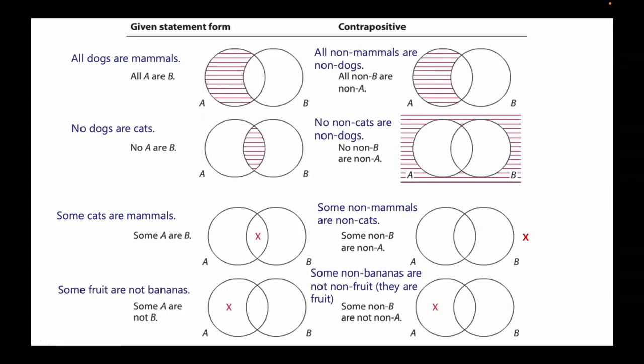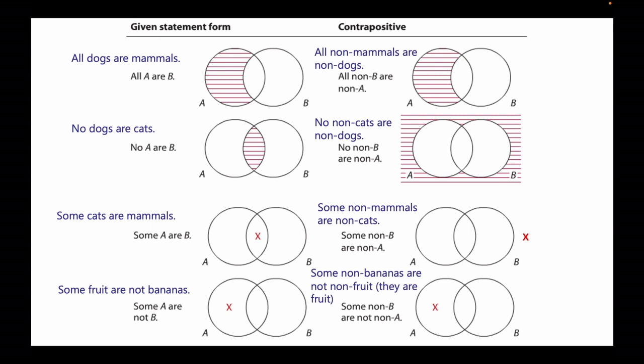Now let's see what it looks like when we diagram these things. Here we see a lot of very interesting diagrams. Now the first one, as you can clearly see, is identical. So the first contrapositive is logically equivalent to the original A form.